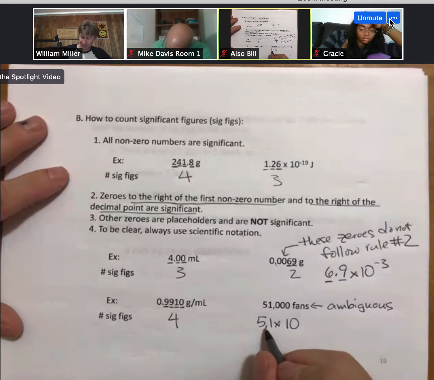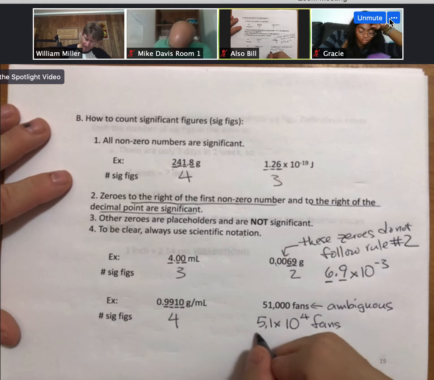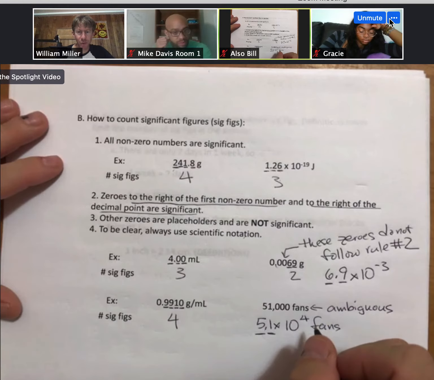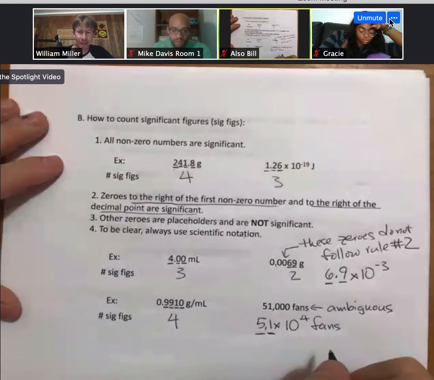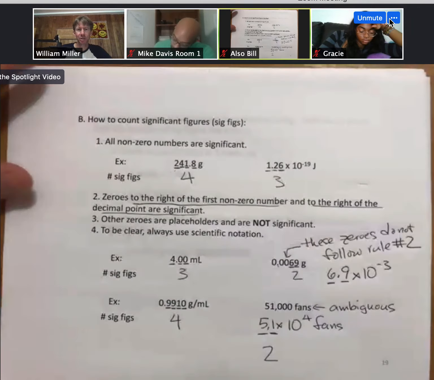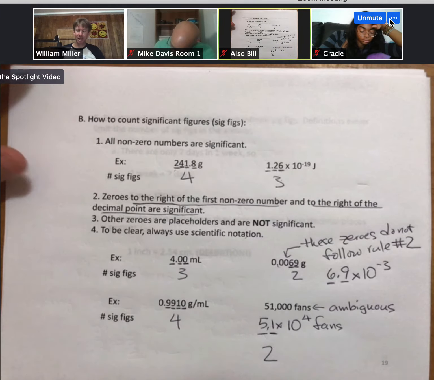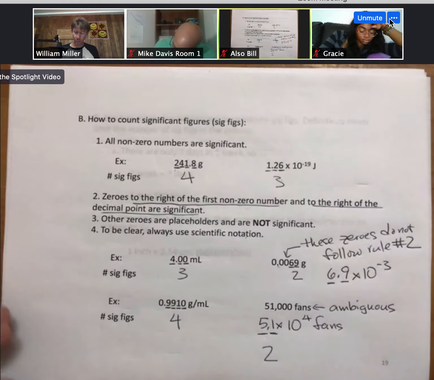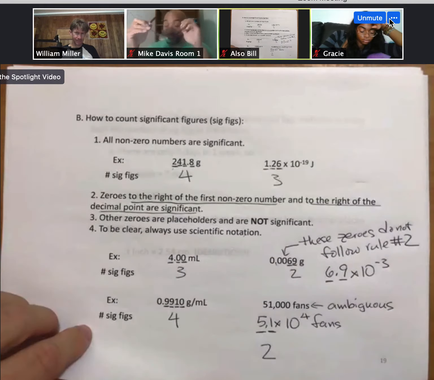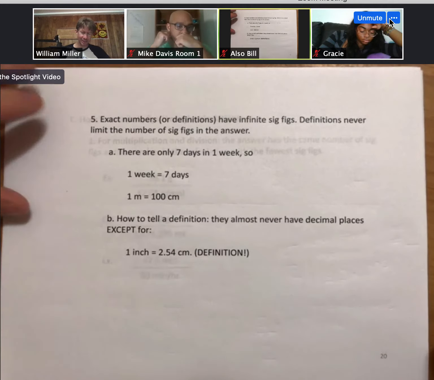But if I write it as 5.1 times 10 to the 4th fans, then it becomes clear. All becomes clear for how you're reporting answers and numbers when you put it in scientific notation. Now this number has 2 sig figs. We're reviewing sig figs now, but I'm sort of just introducing them actually. We will talk a lot about sig figs in lab. And we'll talk a little bit more about sig figs now.